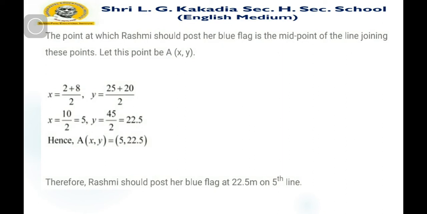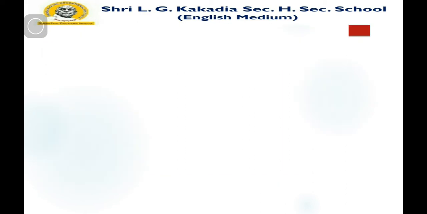Therefore, Rashmi should post the blue flag at 22.5 meter on the fifth line. Why the fifth line? Here it is the x coordinate, so it is the fifth line, and it is the y coordinate, so at 22.5 meter on the fifth line. So easily we can find such examples using the distance formula and section formula.